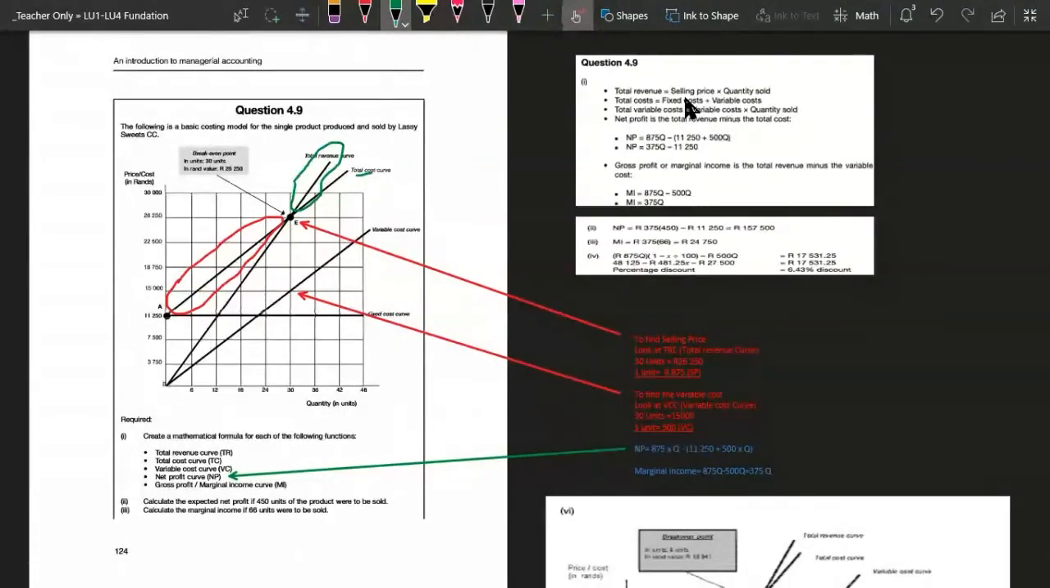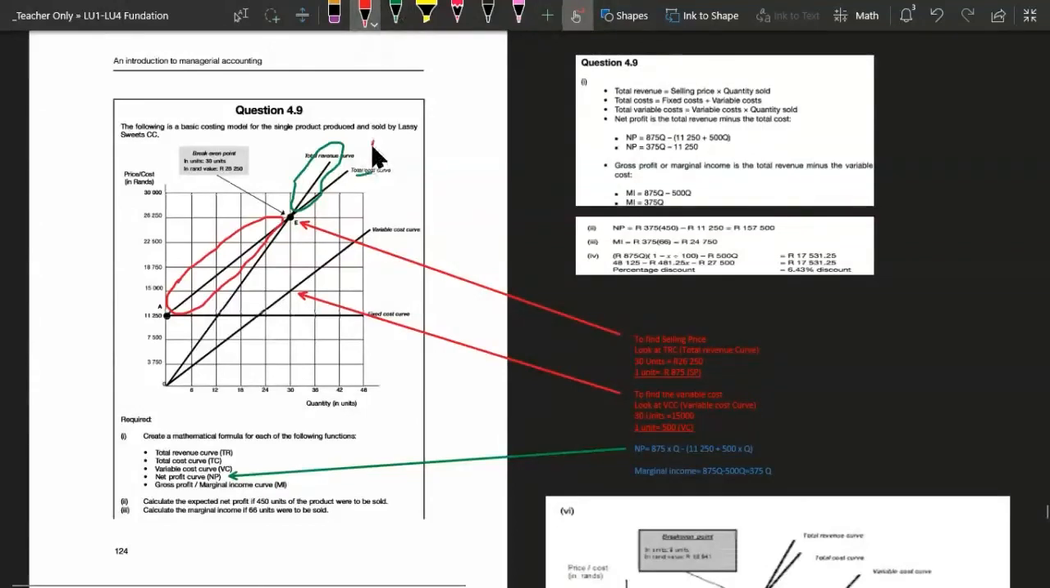Income, right? The total cost, how do you get the total cost again? Remember, we have the fixed cost and the variable cost. So the total cost will be, we add up the fixed cost. Look again at the total cost curve here.